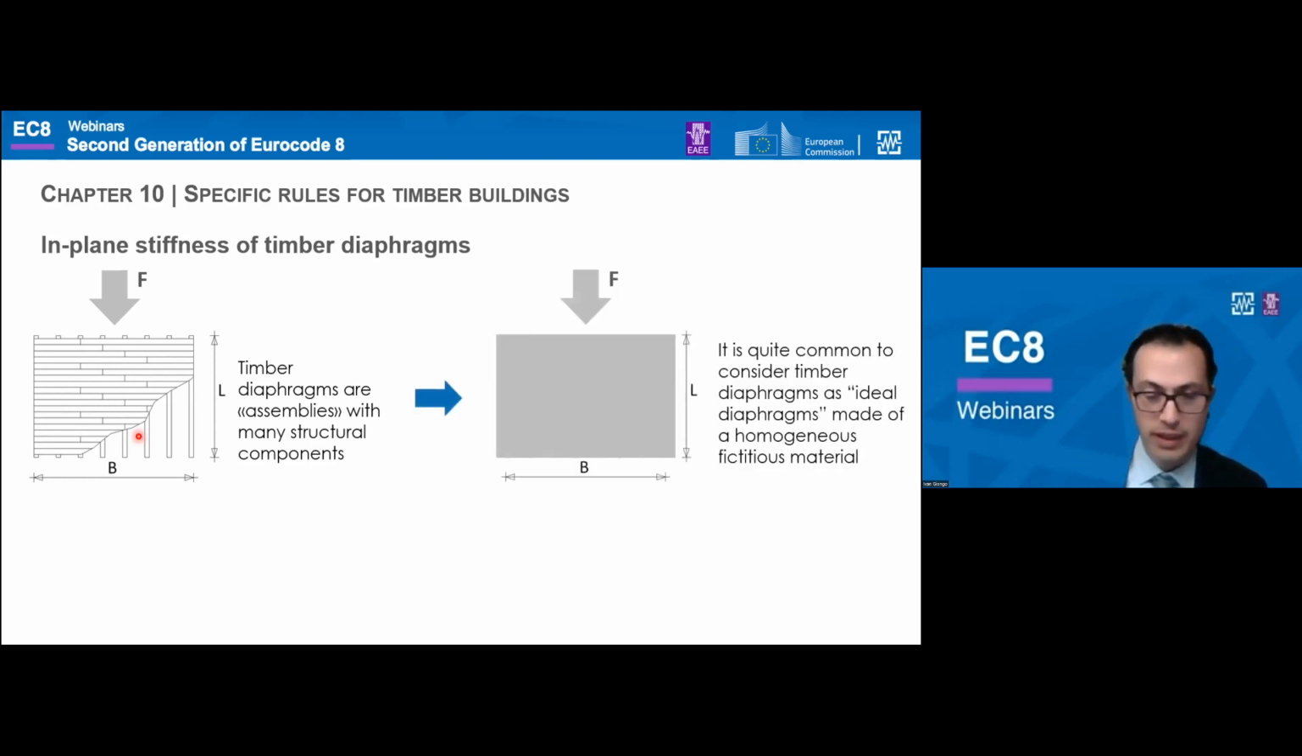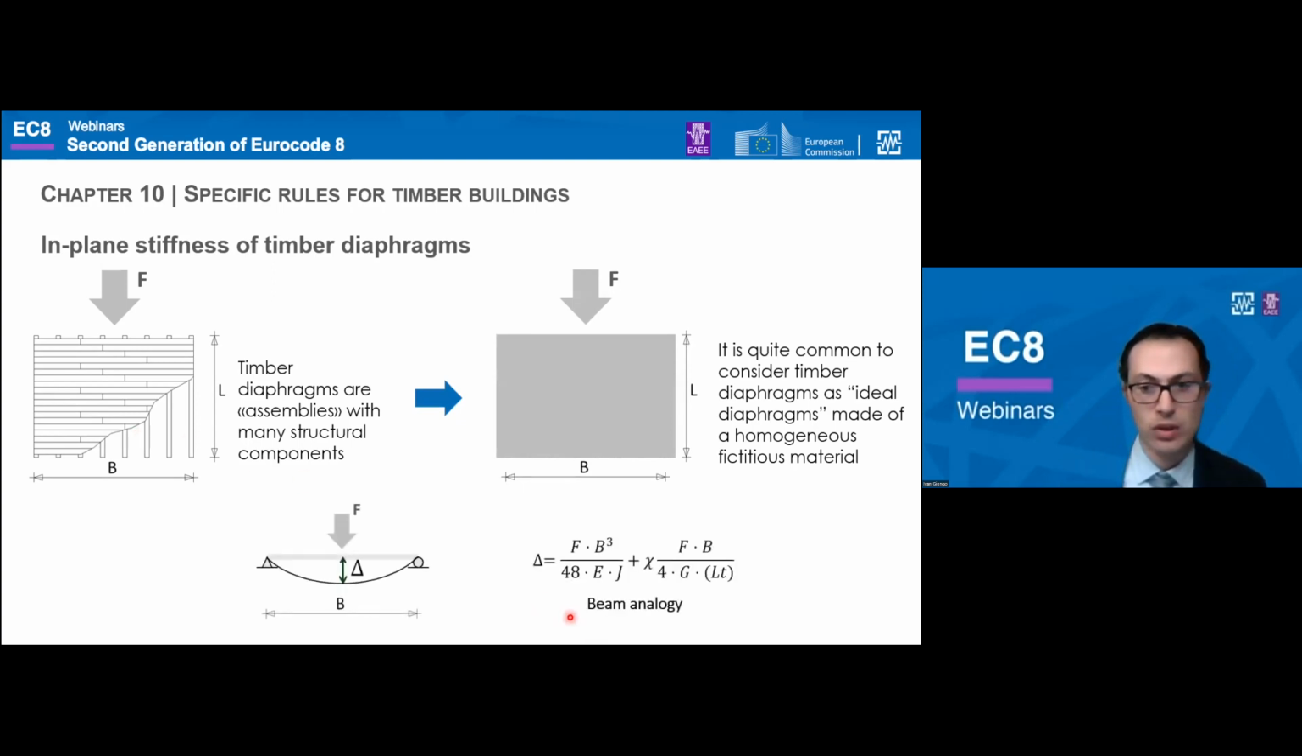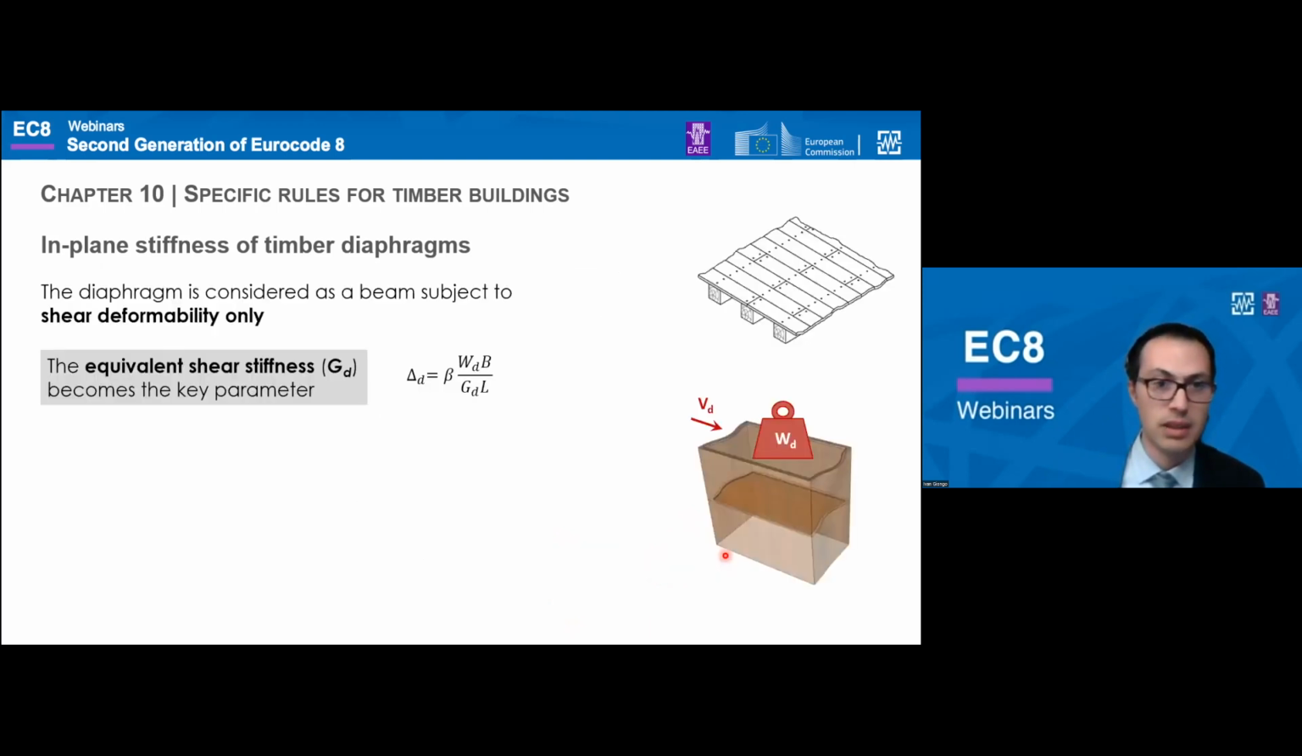However, to keep things simple, it is quite common to consider timber diaphragms as ideal diaphragms made of a homogeneous fictitious material, and to adopt the so-called beam analogy, by which the diaphragm is treated like a beam. And so the diaphragm maximum deflection at midspan, delta here, includes flexural deformation and the shear deformation, which is expected to be prevalent given that this is a very squat beam.